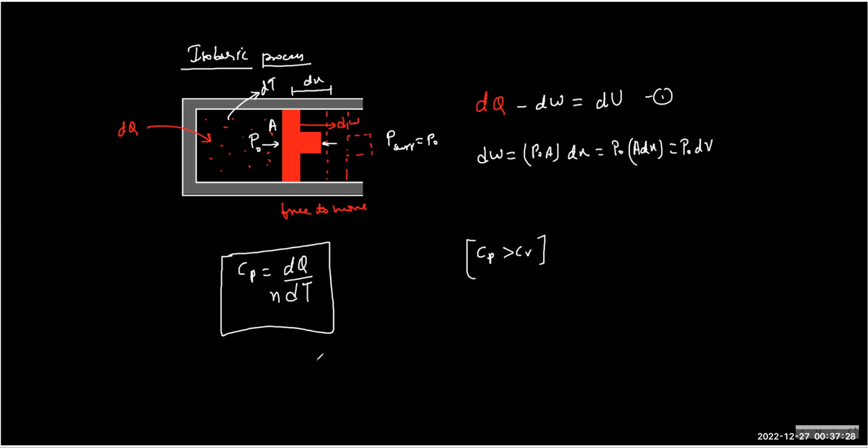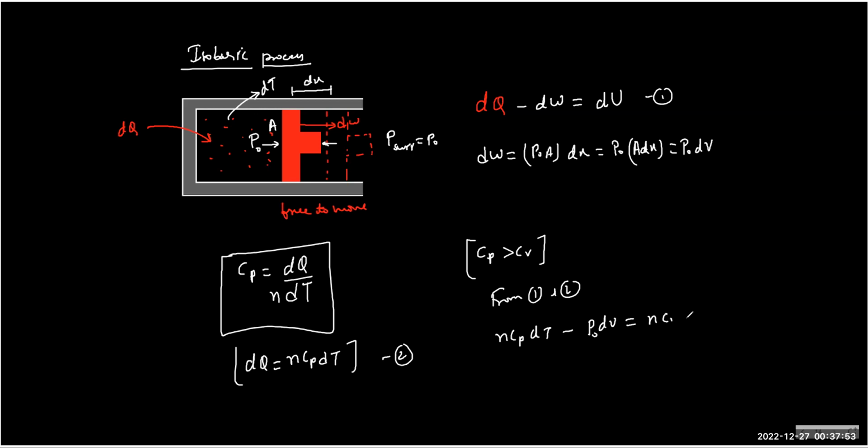Because here the dq is, so we can add dq equals to how much? For this particular case, we can add dq equals to n Cp dt. Am I right? Yes. So from equation 1 and 2, can we add n Cp dt minus p dv? Let's call it p naught dv. That's fine. Equals to du, and du I have said it is n Cv dt.